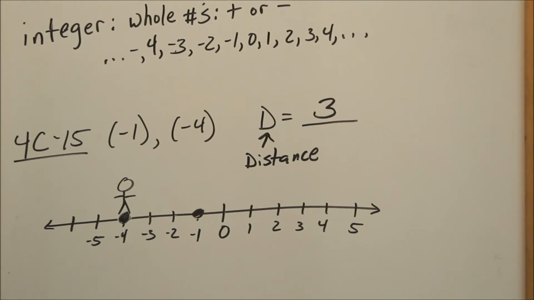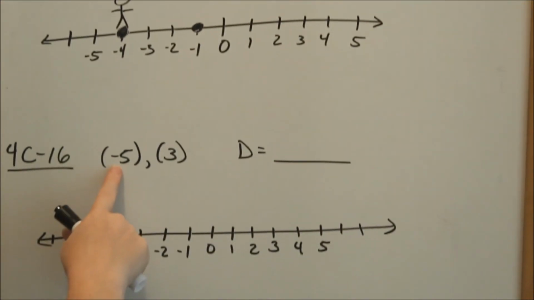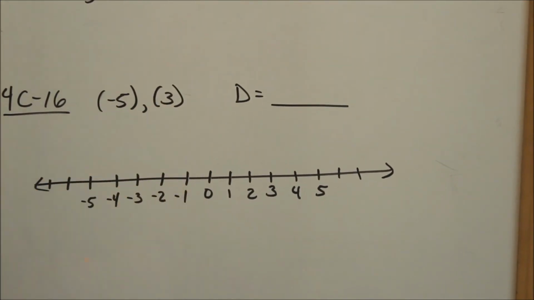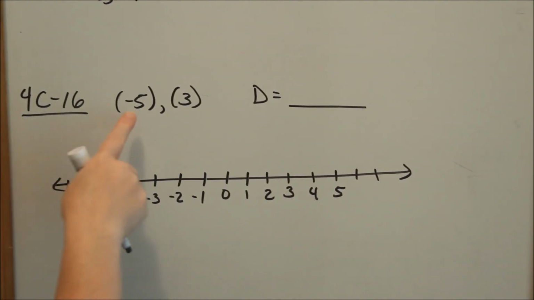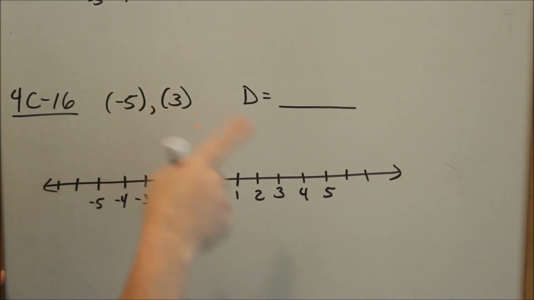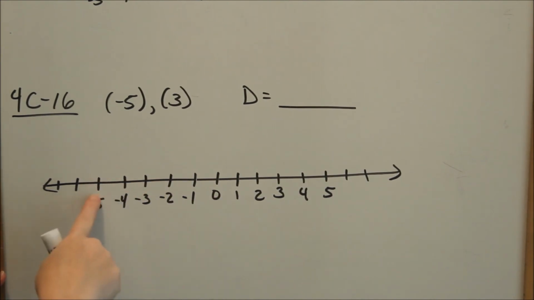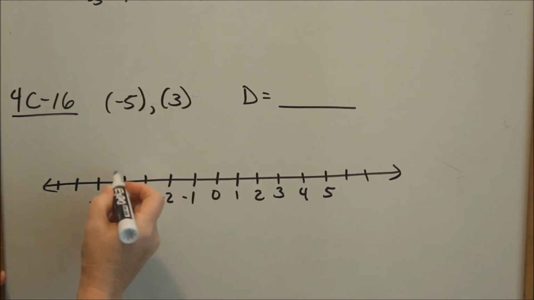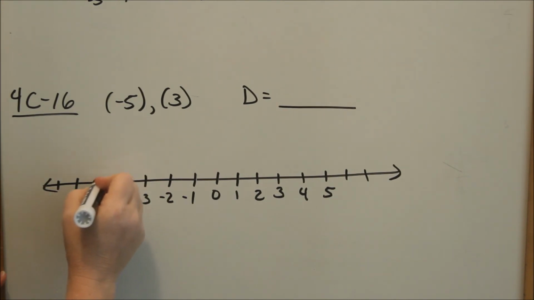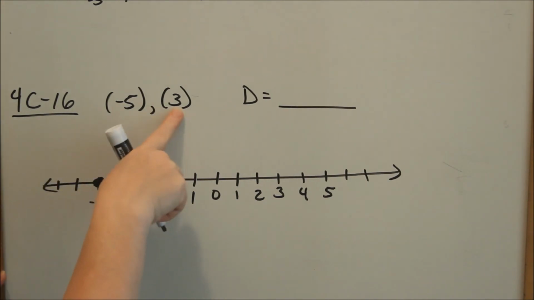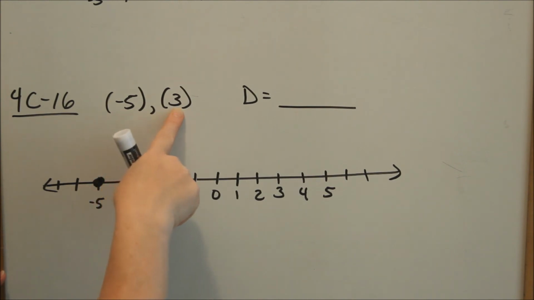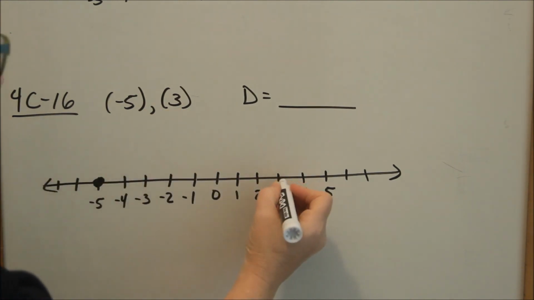Look at 4C16. You have the numbers -5 and 3. So they want you to graph or plot -5 and 3. So for -5, what do you do? Go down to find -5 on the number line. Negatives are to the left of 0. Positives are to the right. So right here, here is -5. Now go to +3. When there's no sign, that's an implied positive.